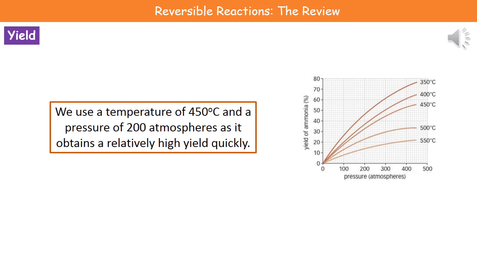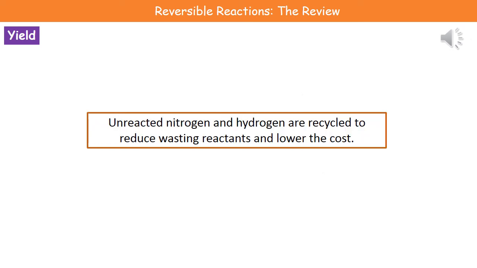But the reason we don't do that is because we have to go down the route of a compromise. So what we find is to generate very high pressures would be costly, so we don't go to the maximum. What we've done here by picking 450 degrees centigrade and 200 atmospheres is get a relatively high yield quickly.